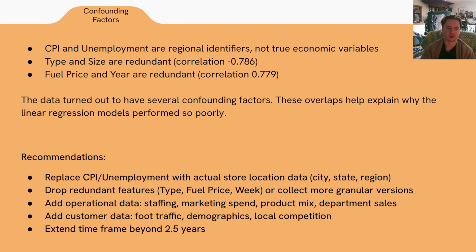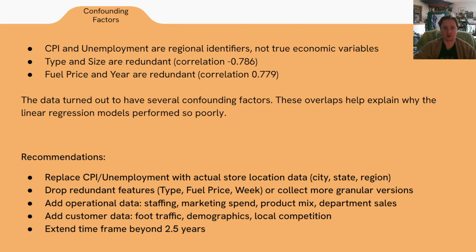Second, we need to drop or replace the redundant features. Type and size are the same information. I would really recommend dropping type and keeping the more specific size, or renaming type into something more descriptive of the location, like what I found online: supercenter, discount store, or neighborhood market instead of A, B, and C, which would give a lot more context.